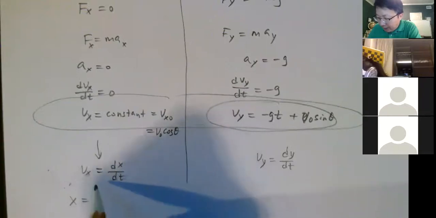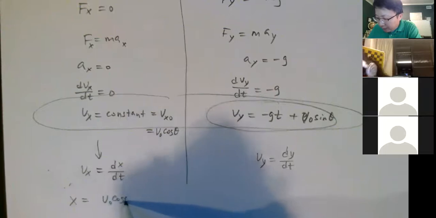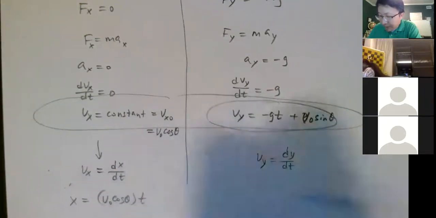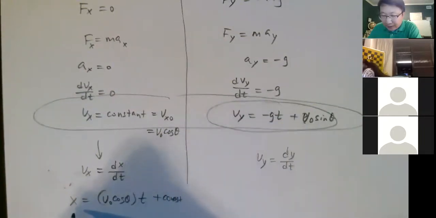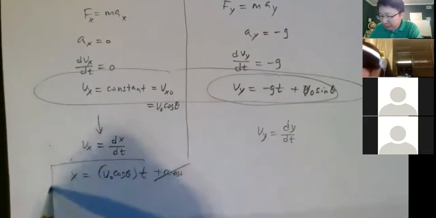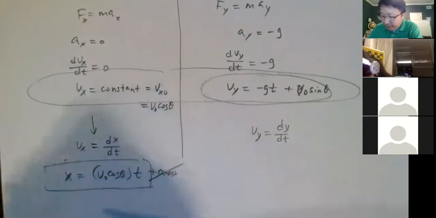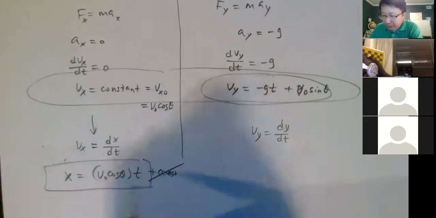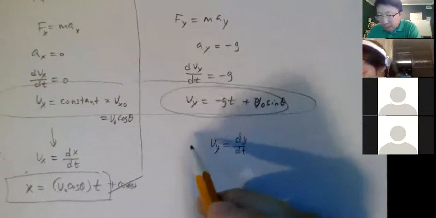Okay, so in that case, what is x? What function has a derivative that becomes a constant? Oh yeah, sure, that is v0 cosine theta times t, plus of course a constant. But since at time zero x equals zero, this constant is also zero. So that describes my x position at any time.